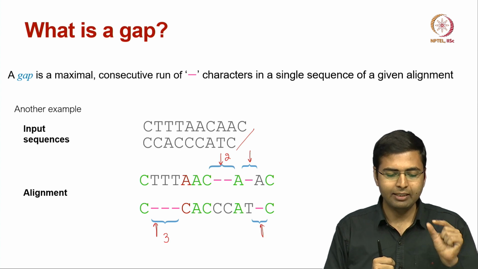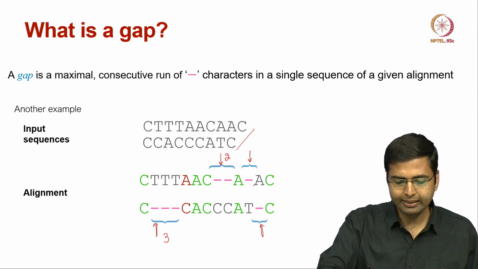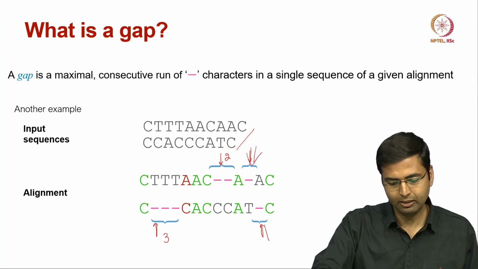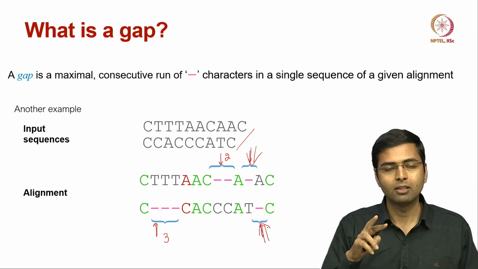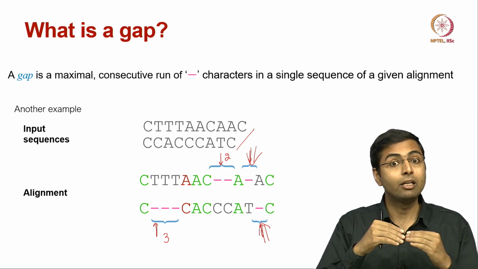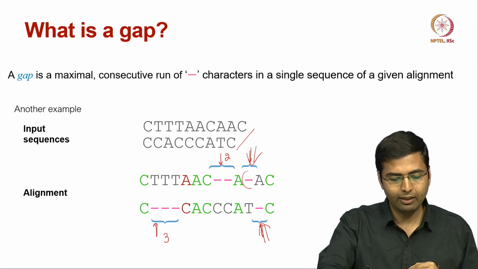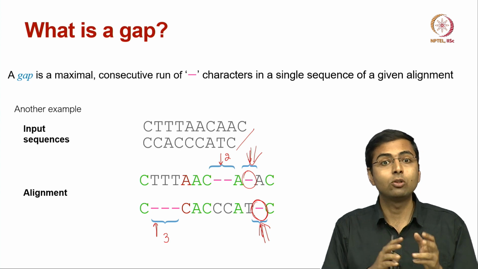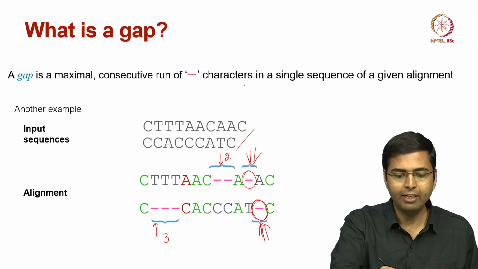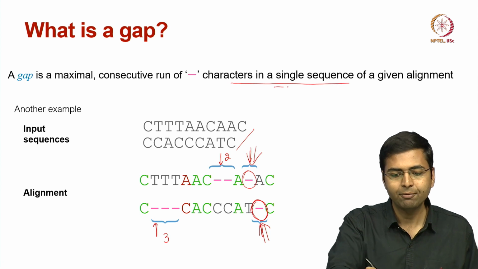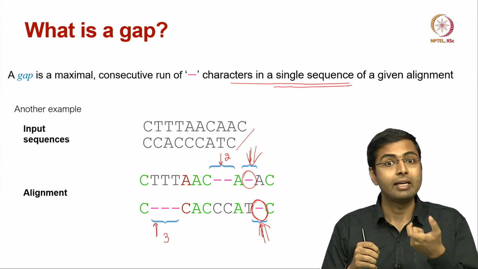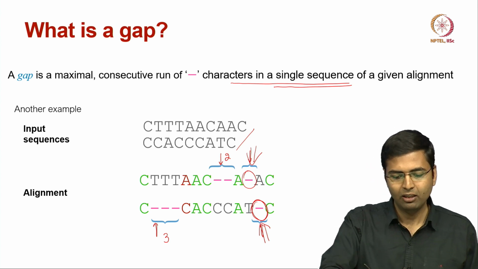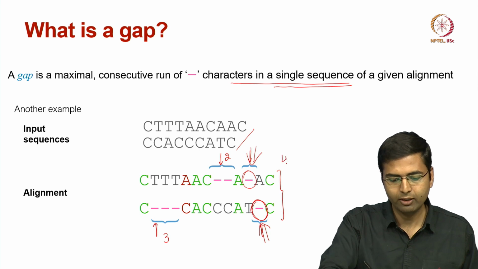Now, the explicit reason for showing this alignment is that, observe that in this case the last 2 space characters occur in consecutive columns. However, they occur in different sequences. The first one is occurring on the upper sequence and the second one is occurring on the lower sequence. Therefore, we are calling them two different gaps, because as per our definition it is a consecutive run of space characters in a single sequence of a given alignment. So, together we can say that this alignment has 4 gaps.